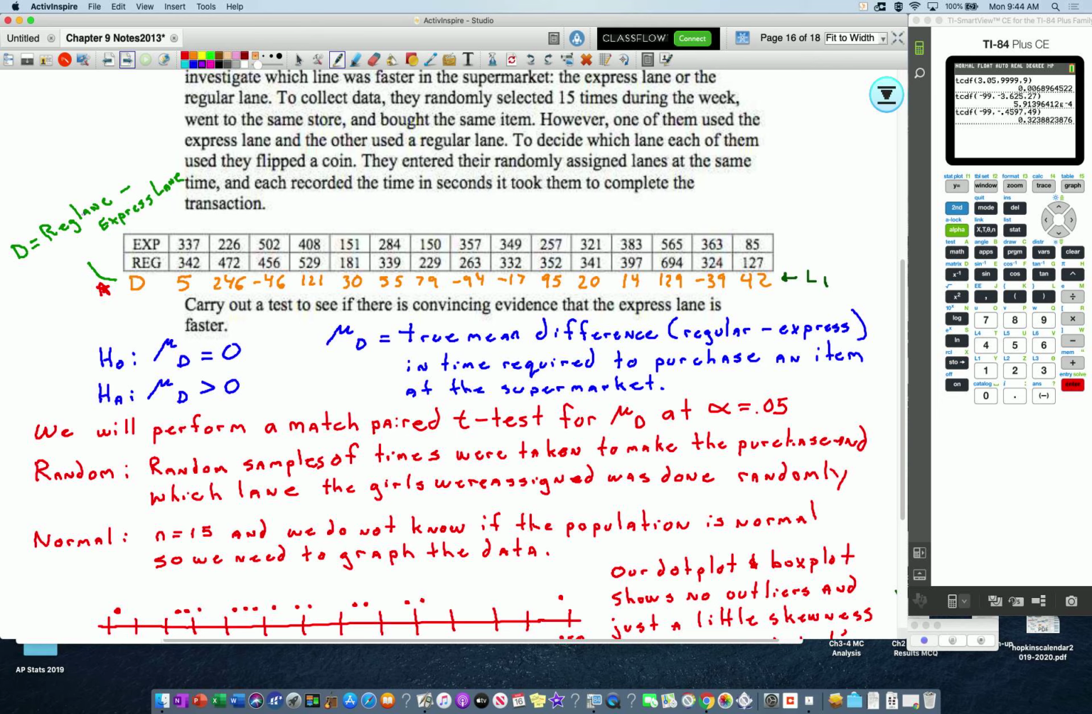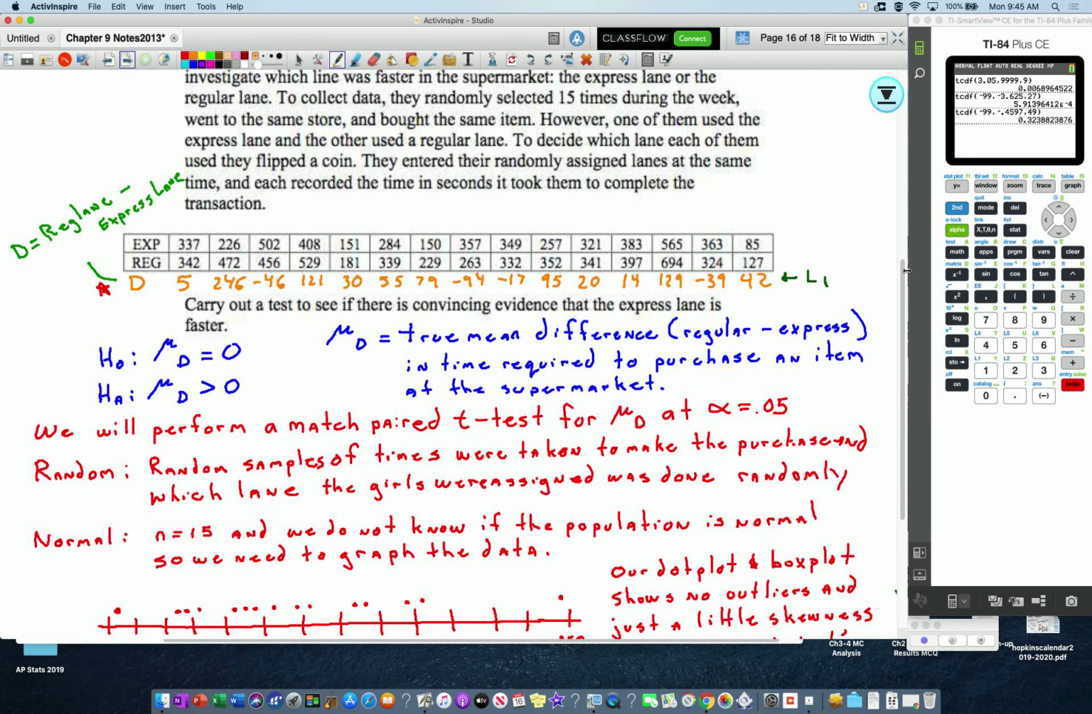Now, if you flip these two, then this value has to be a less than. So make sure we define the mean of D, which is the true mean difference. Notice how I defined it again, regular minus express. If I flip these, then this inequality has to be a greater than. Honestly, in the end, it won't make a difference which way you do it. All that changes is t being positive versus negative.